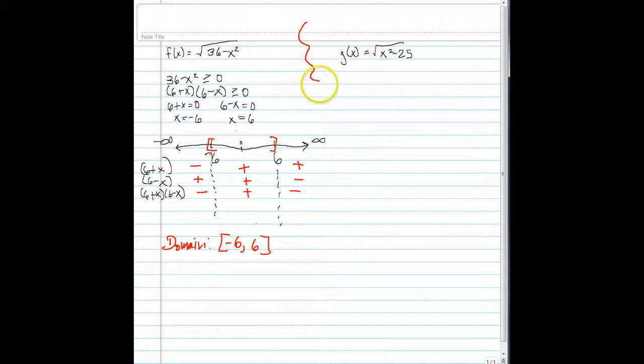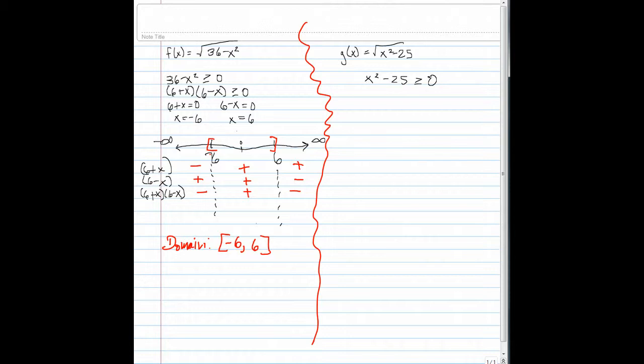Now we could do the same thing with the function g. Because this is a radical function, we want to know when this radicand is greater than or equal to 0.